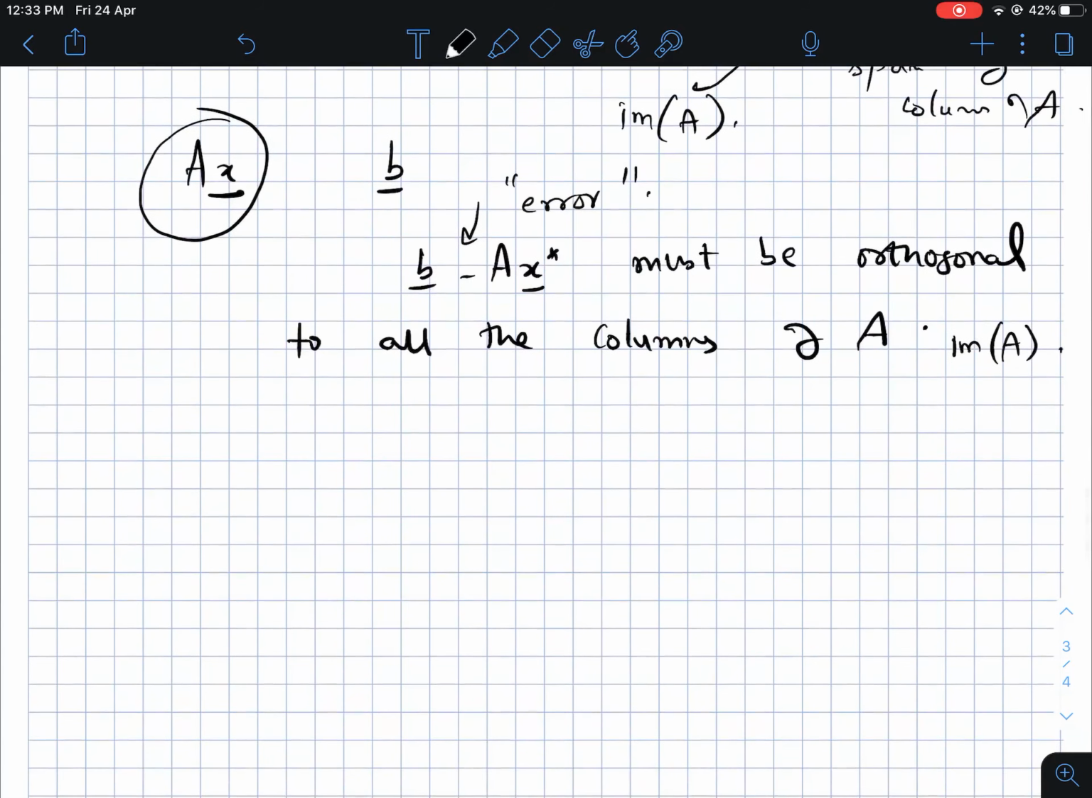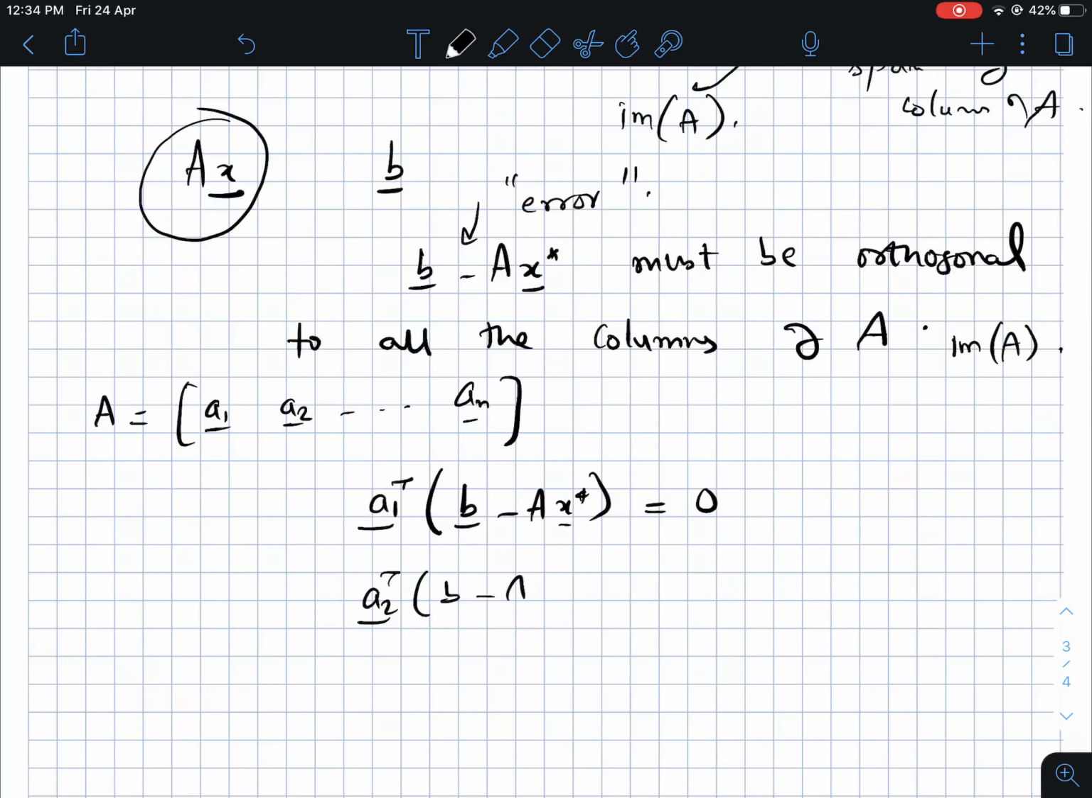So let's actually look at this. Let's just recall once again, I'm assuming that the columns of A are given by a1, a2 to an. The example I just considered is for n equal to 2. I want b minus Ax star to be orthogonal. So that means I want the inner product with the first column to be 0, the inner product with the second column to be 0.